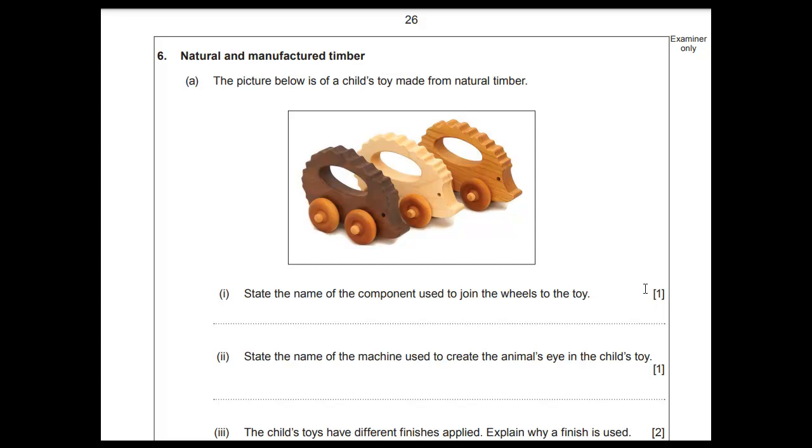So number 1, state the name of the components used to join the wheels of the toy. So if we look on the paper here, we can actually see there's a wooden bar going all the way through, joining the wood with a sort of head onto the top. So there are a few things that you can actually put as an answer for this. So I'm just going to pause for a second to see if you can remember what the answer is to this question.